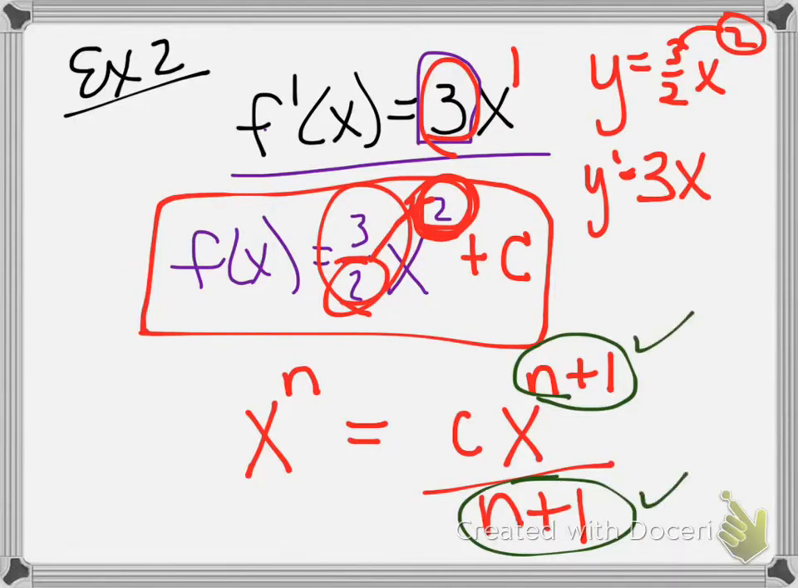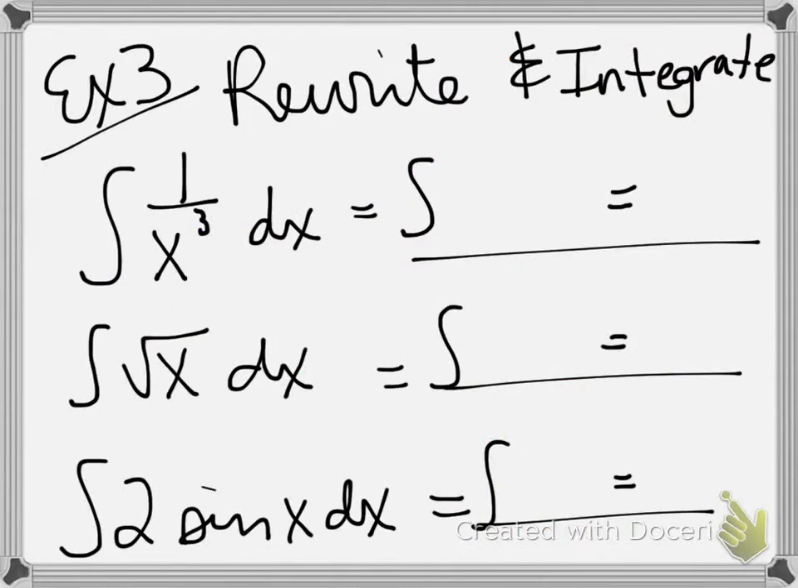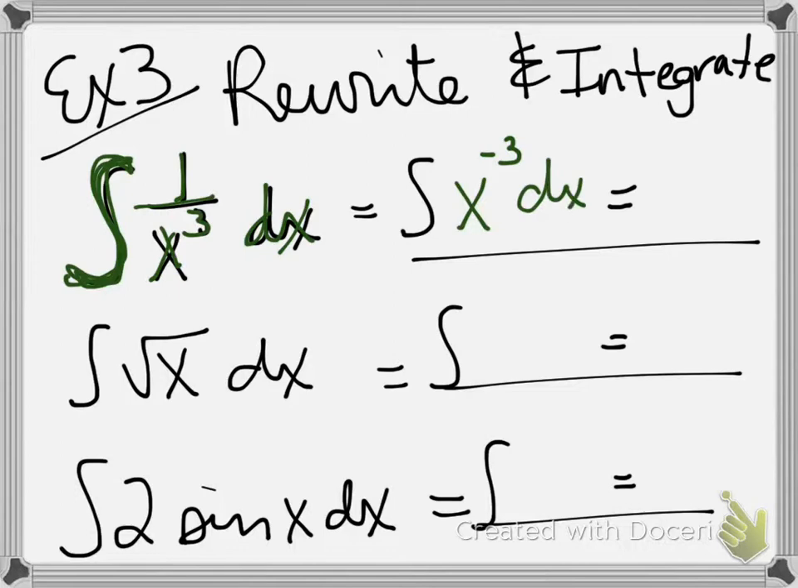So let me show you some examples of how this works. Most of the time you have to rewrite to integrate. And so if I have 1 over x cubed, I would start off by writing that as x to the negative 3. This funny looking s is the integral symbol. So this is saying integrate 1 over x to the third, and the dx part is just telling me that it's a derivative. So I rewrite it as x to the negative 3. I'm going to go ahead and keep that dx.